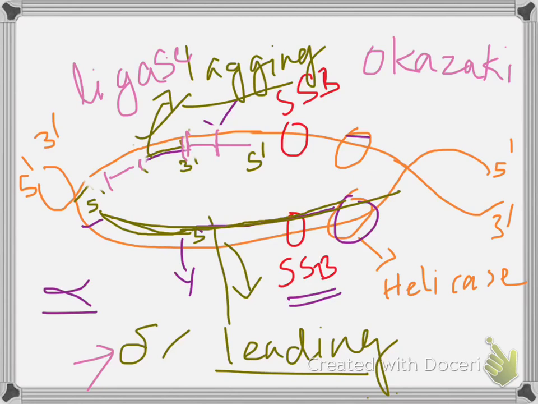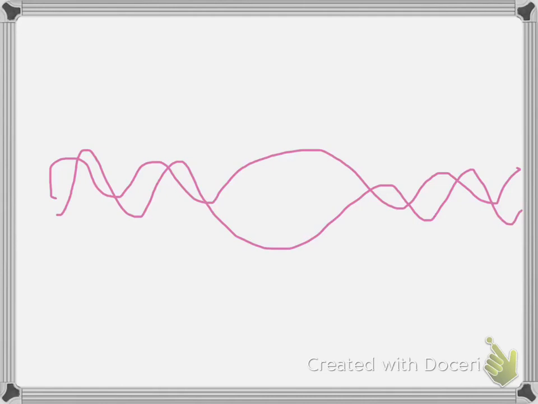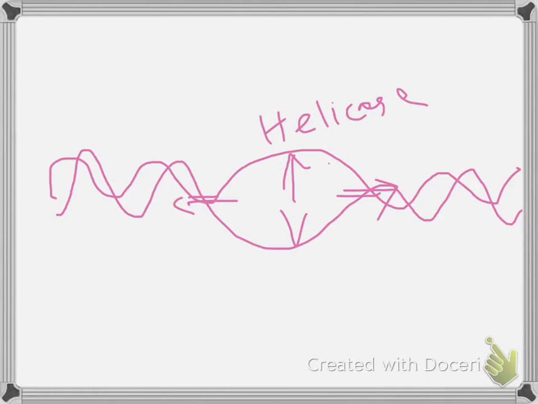And now coming to the action of topoisomerase. When the DNA helicase unwinds the DNA, on both sides of the DNA there will be stress formed due to the unwinding of this DNA. So when the helicase moves, the stress will increase on both sides.